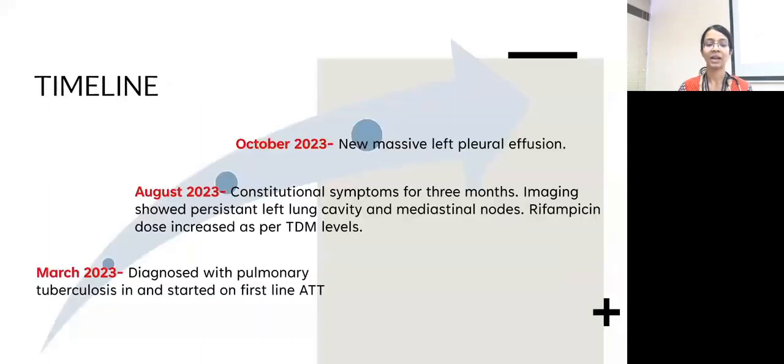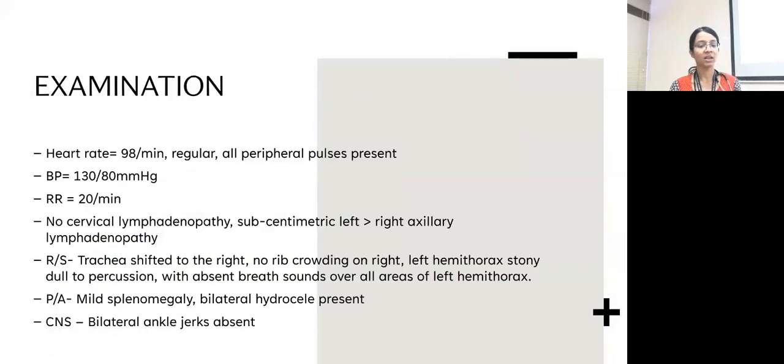So the timeline is March we started ATT, August he came back again with constitutional symptoms and some weight loss, and October he's come back with a left massive pleural effusion despite being compliant on first line ATT all this time. Examination wise, he was vitally stable, no significant adenopathy, and features of respiratory system examination were consistent with the left massive pleural effusion. He also had features of diabetic neuropathy.